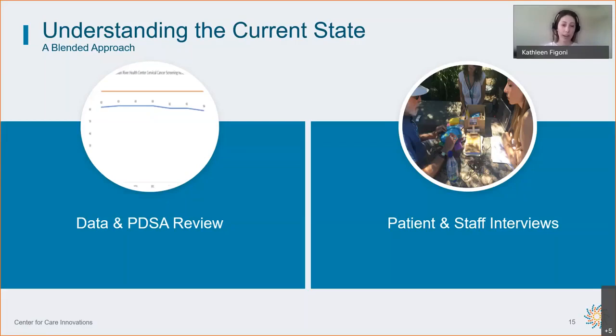And so the first thing that I did was I looked at their data. I looked at their PDSAs that they were running, everything that they've been tracking over time. And then I took a human-centered design approach, and I took a step back and I interviewed staff.